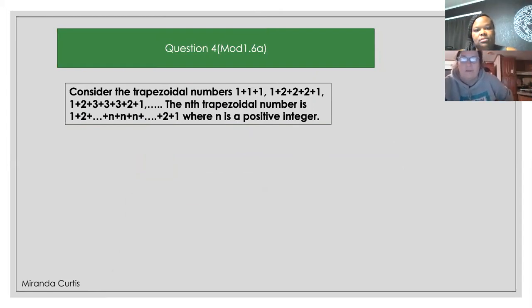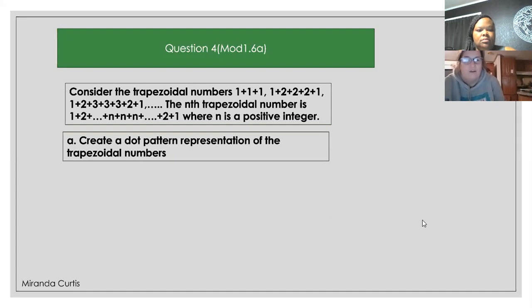Okay, so we're going to take the first, 1 plus 1 plus 1. We're going to create a dot pattern to represent the trapezoidal numbers. That way it's easy to look at. So we have 1 plus 1 plus 1 equals 3. We're going to put a dot above the number of how many it is. So we have 1 dot, and we go to the next spot and it brings us another dot, and then another dot. So 1 plus 1 plus 1 has 3 dots.